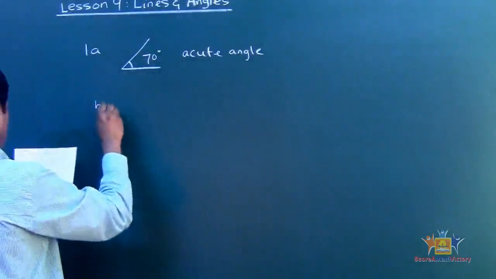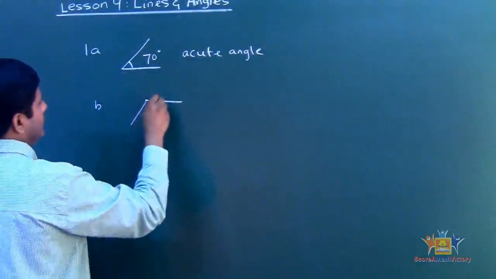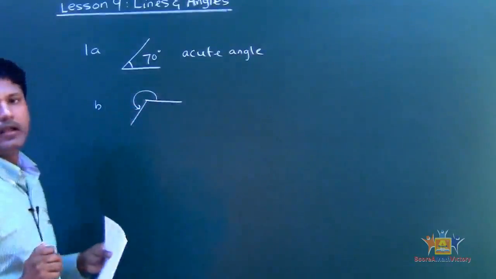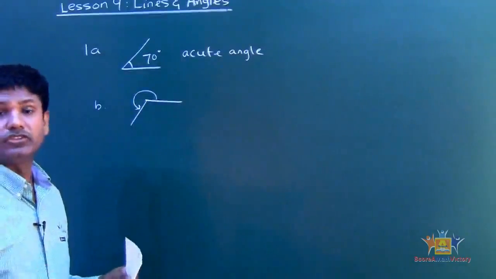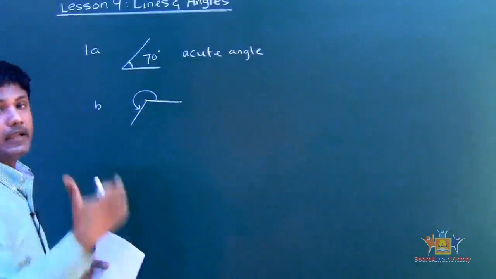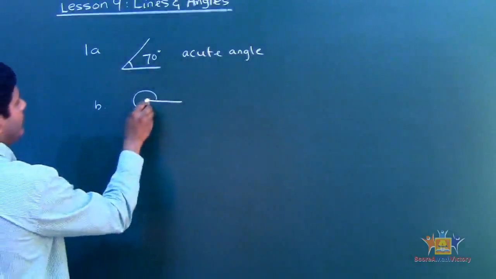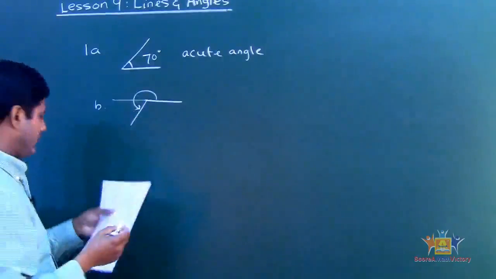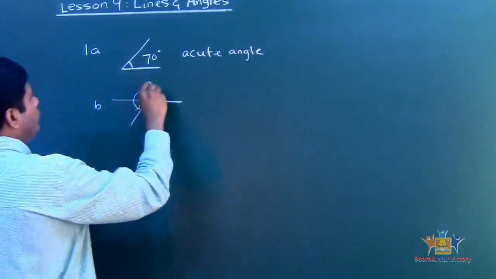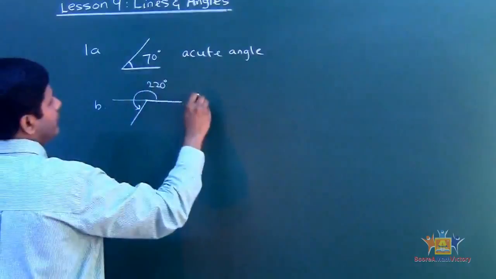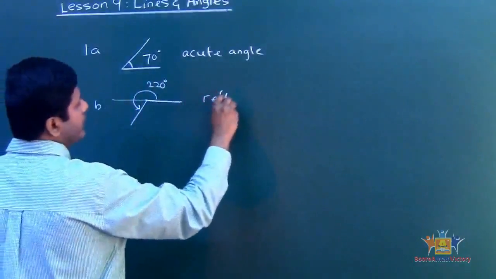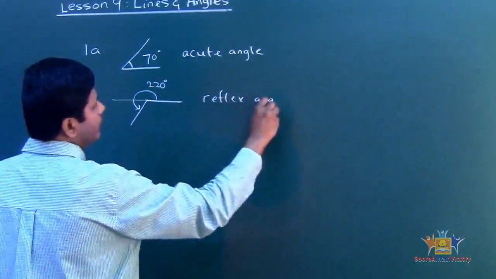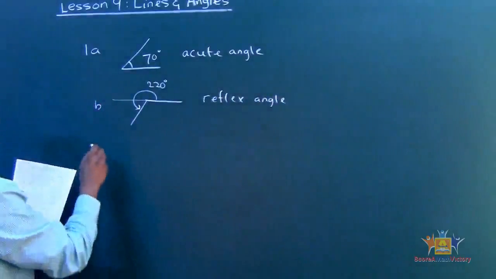Now B, what kind of angle is that one? Reflex, because it's greater than 180. Okay? Greater than 180. And you know the 180 is like a straight line like that. Alright, so already past that 180 and you're given it's 220 degrees. So 220 degrees. So that is a reflex angle. Okay, reflex angle. Now let's look at C.